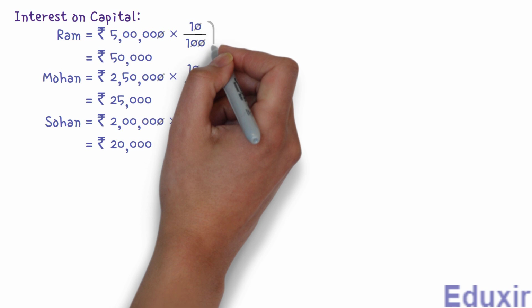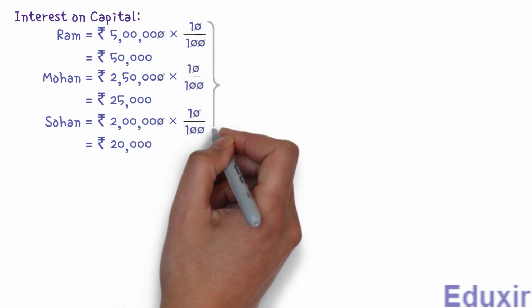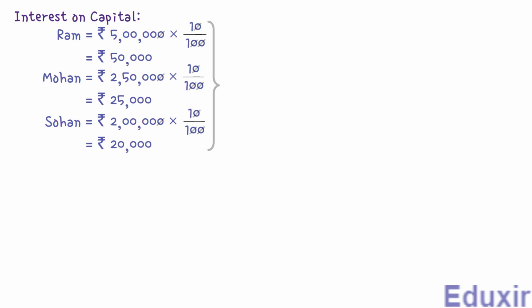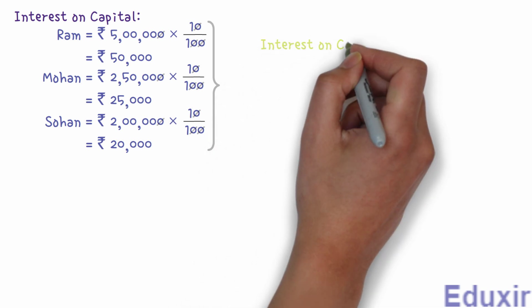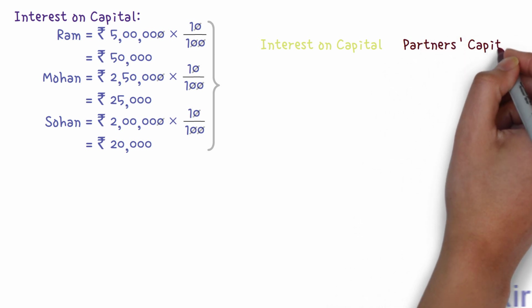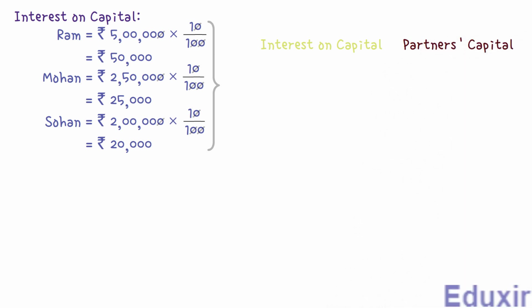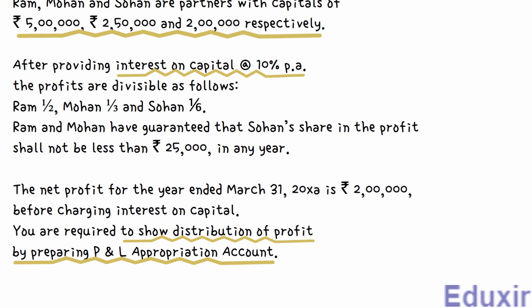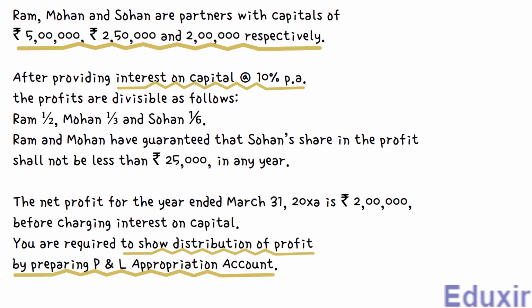Now, this interest on capital for all the partners should be transferred to the partners. This is done by debiting the interest on capital account and crediting the partner's capital account for each partner individually. Now, the preparation of any of these accounts is not in the scope of our problem. So, let's leave out this. But we will consider them to calculate the profit that should be distributed among the partners. Now, if you carefully analyze the problem, apart from interest on capital, there is nothing else. So, we can now proceed to the preparation of the profit and loss appropriation account.